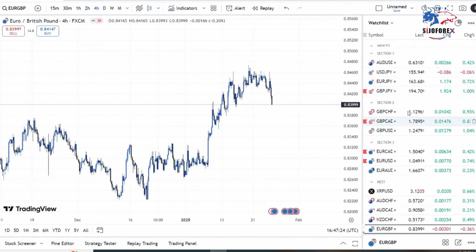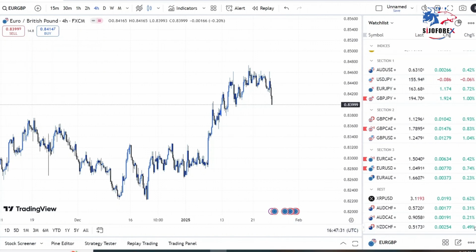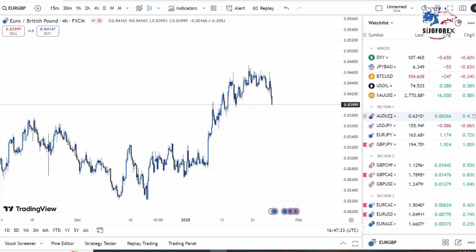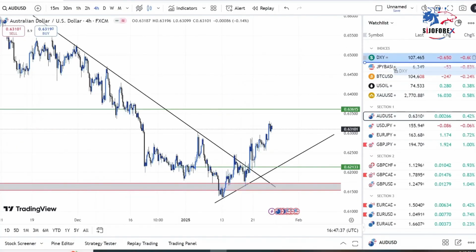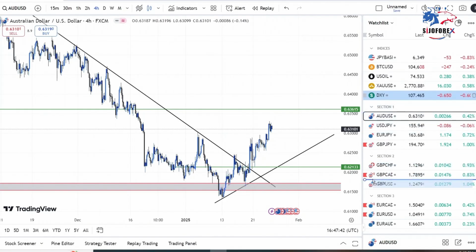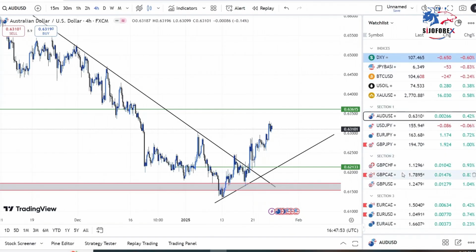All right, so you know how to add, and if you want to delete any pair, you just need to come here. This is the delete button, deleted. If I want to arrange it by interchanging the positions, I can bring my DXY right down here to be the first. I can bring it anywhere I want. So you just choose how you want to put your watch list and how you can position your pairs.